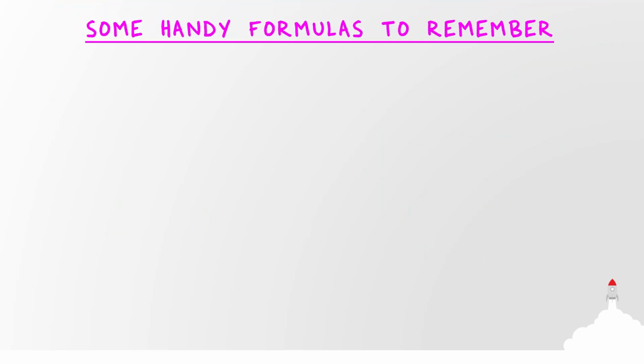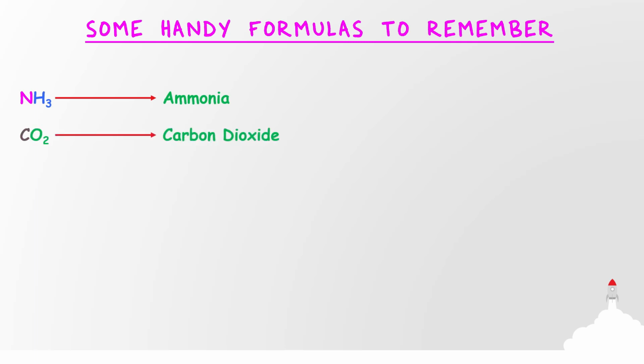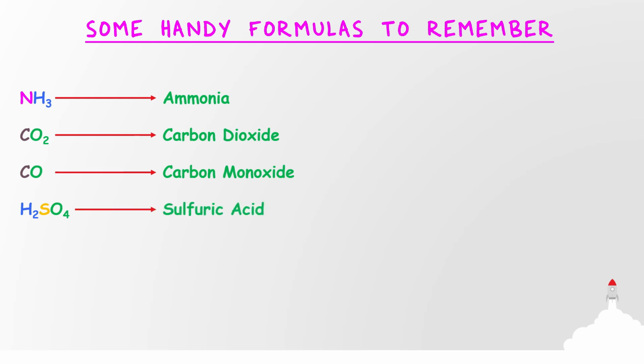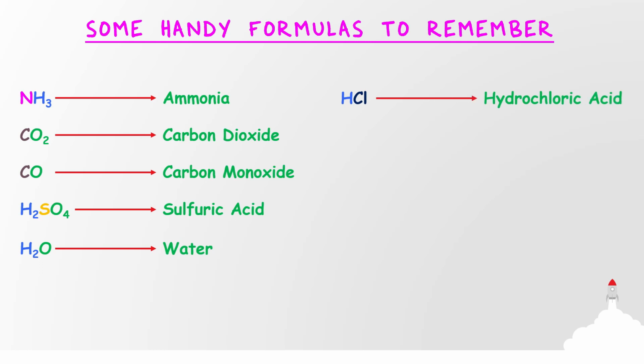Here are some handy formulas and their names to remember. So first up we have NH3 with a chemical name of ammonia. Then we have CO2 with a chemical name of carbon dioxide. CO with a chemical name of carbon monoxide. H2SO4 with a chemical name of sulfuric acid. H2O, chemical name of water. HCl, chemical name of hydrochloric acid.